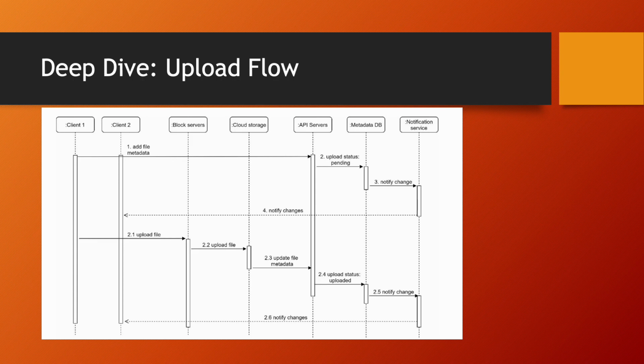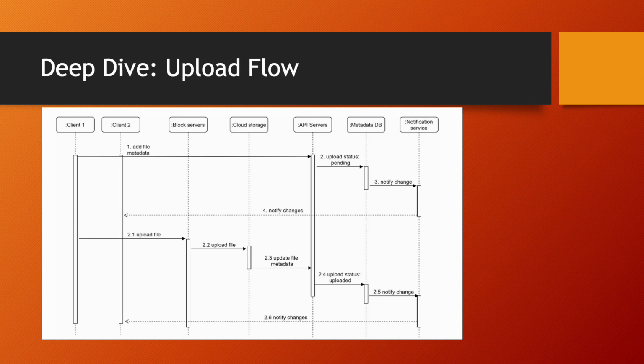So here is the upload flow. The sequence for metadata addition looks like, client 1 sends a request to add the metadata of the new file. It stores the new metadata in the metadata DB and changes the file upload status to pending. Notify the notification service that a new file is being added. The notification service notifies relevant clients, that is client 2 in this case, that a file is being uploaded.